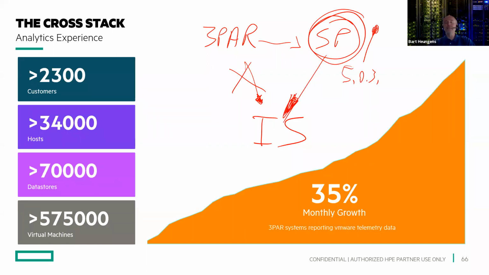while it is sending all that data to Infosight. Today, that number is already going up, more than 2,000 Tripars sending back telemetry information, 34,000 hosts connected to those 2,300 Tripars, 70,000 data stores presented to those hosts, and almost today it will be more than already 600K of virtual machines where we have telemetry data.